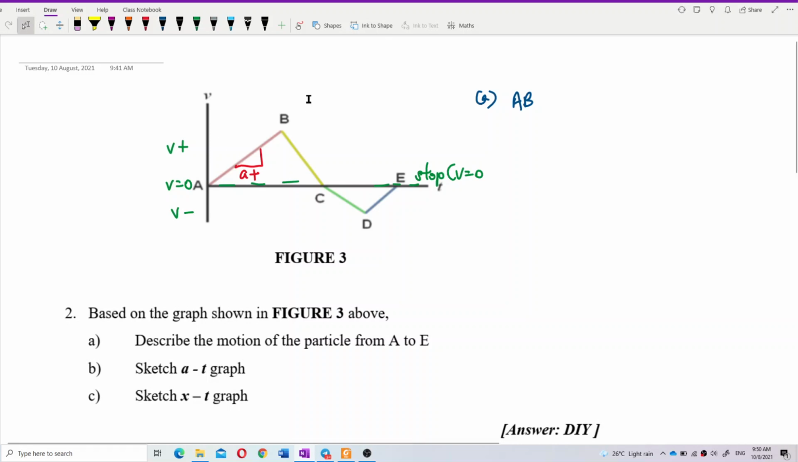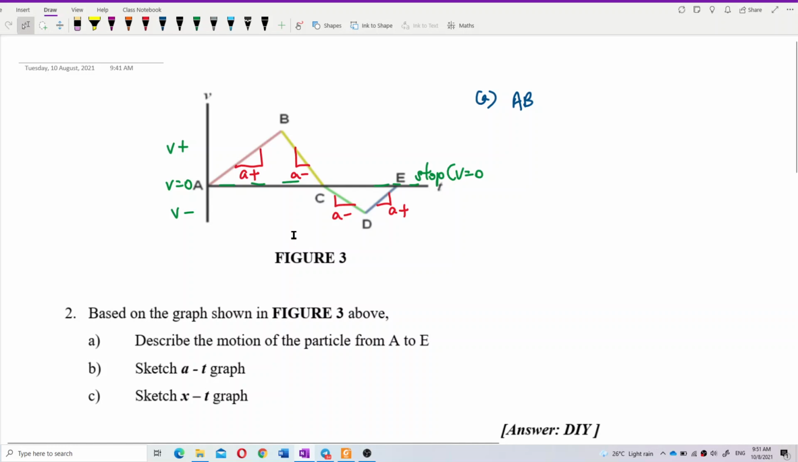Maybe let us label all the gradients also. This part acceleration is negative, this one also negative, and this part acceleration is positive. Positive acceleration, negative acceleration, negative acceleration. The top part is all positive velocity, the middle is 0 velocity, and below is negative velocity.